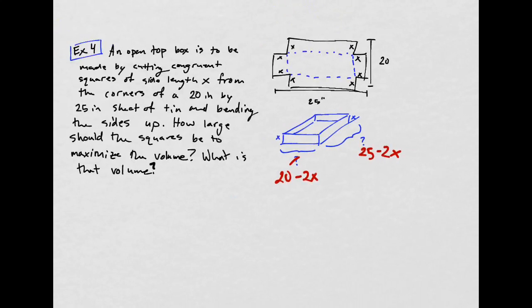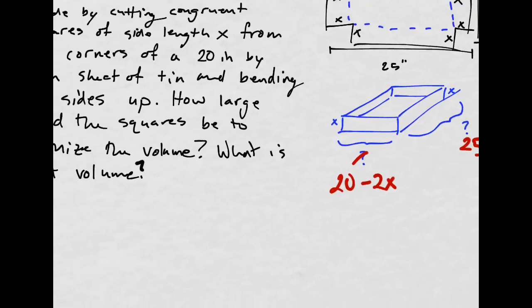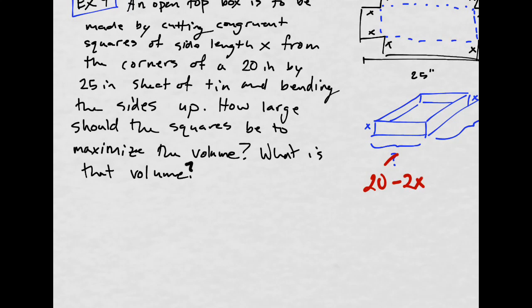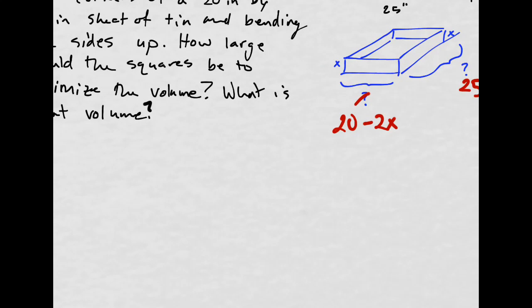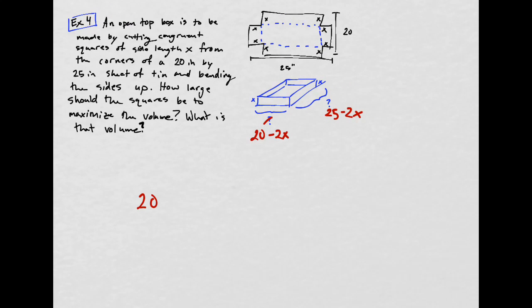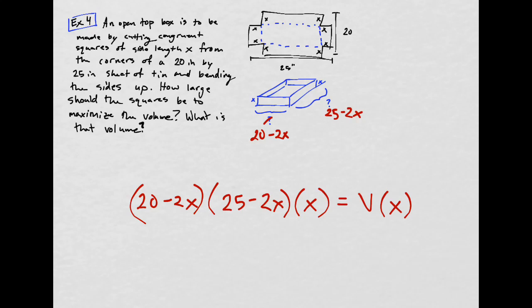And we're talking about volume here. So everything is already in terms of one variable. That's how we know we don't have to have an auxiliary equation, because everything is in one variable already. It's just x. To find the function that we need to maximize, we just take 20 minus 2x, that's the length, times the width, 25 minus 2x, times the height, which is just x. And that's going to equal, I'm going to call it V of x. And we want to maximize this.